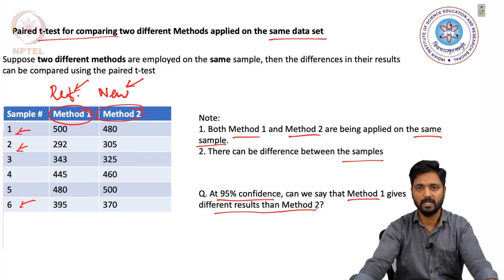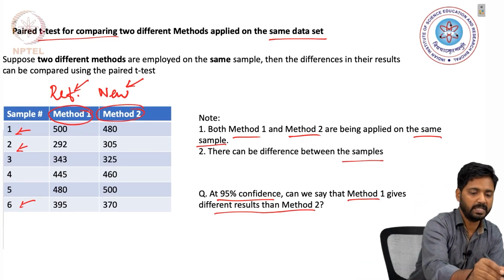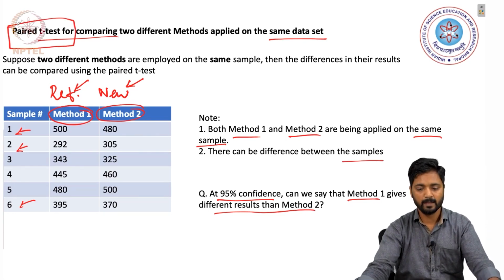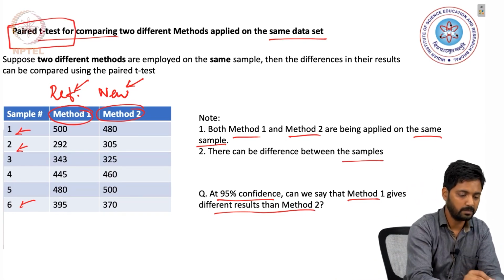And we will also again have a null hypothesis that the two methods do not give different results, or the results that they generate are statistically similar, and any minor variations between method 1 and method 2 is the result of random fluctuations during the measurement. So now let us apply the paired t-test to compare these two methods. So let me again go back to the board.